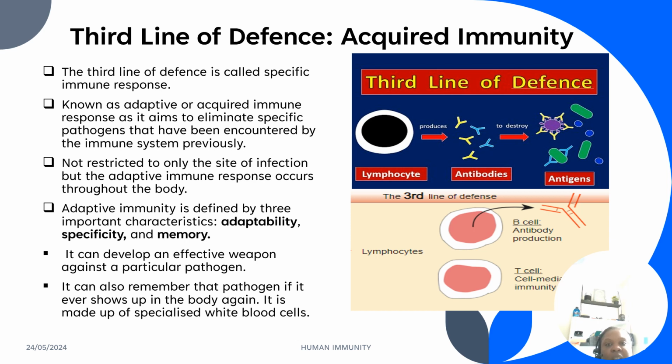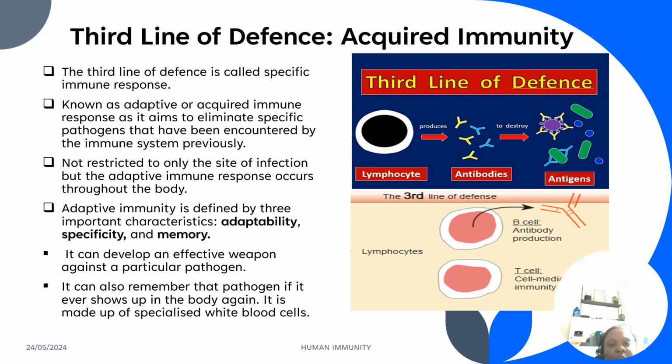The third and final line of defense is the immune response, which is also known as adaptive or acquired immunity. This response is not restricted to the site of infection but occurs throughout the body. Acquired immunity is not present at birth but is essentially a learned response from the body's immune system. The hallmark of acquired immunity is the ability to learn, adapt, and remember.